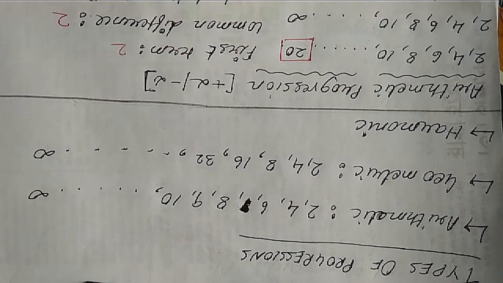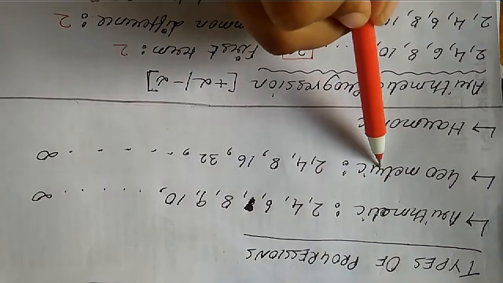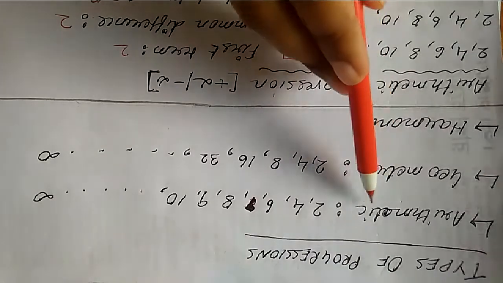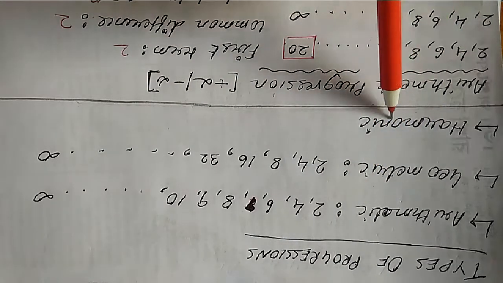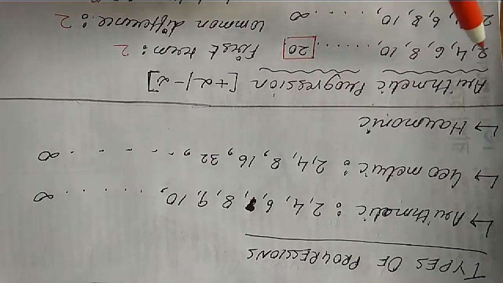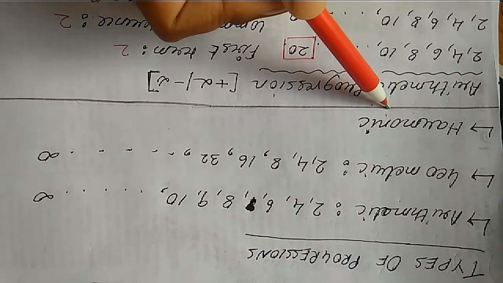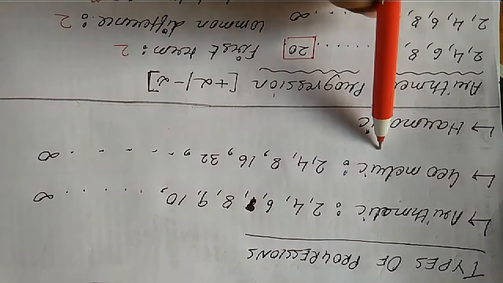We are going to learn types of progression. There are three main types of progression: arithmetic progression, geometric progression, and harmonic progression. Arithmetic and geometric progressions are in your syllabus, but harmonic progression is not. You will learn this in the future, in classes 11 and 12. Now let us focus on arithmetic and geometric progression.